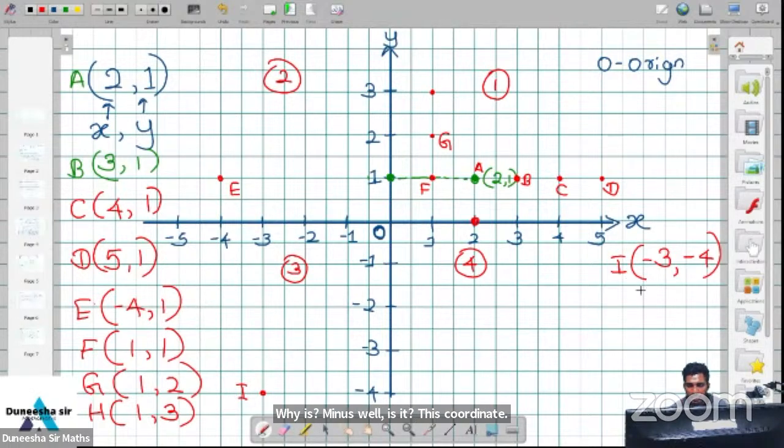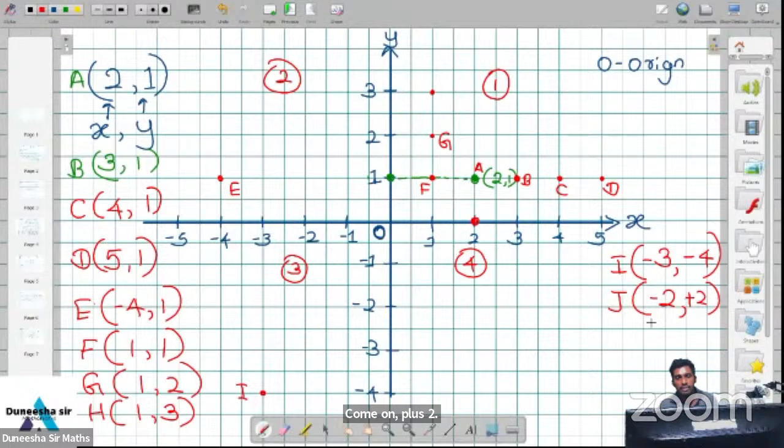Okay. Then I am giving j coordinate. J coordinate -2, comma +2. Can you tell me what is the region? Which region is the j coordinate? Second region. Yes, second region.